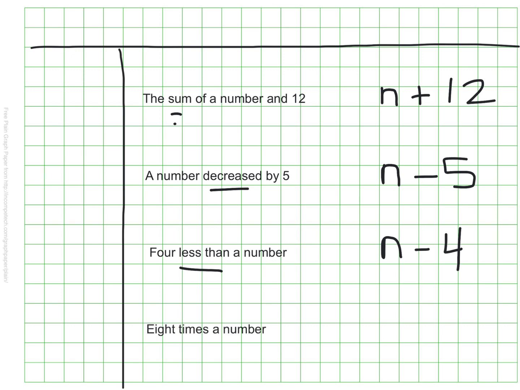Let's see, one last one here. I've written 8 times a number. Go ahead and write down what you think that should look like algebraically using a variable. I've written 8n to represent 8 times n.